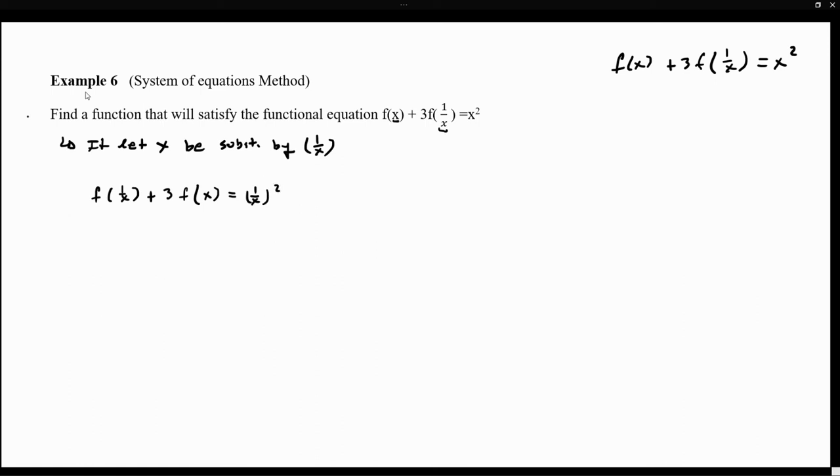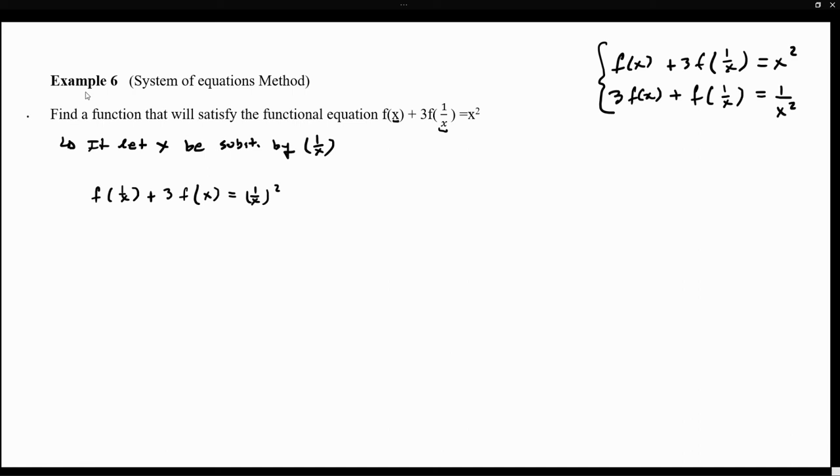Now notice that initially I was given this function. But by substituting this x with the expression 1 over x, I have a new equation. And let me just rewrite some stuff here, so I'm just going to align it. So 3f of x plus f of 1 over x is equivalent to 1 over x squared. Notice that, thanks to this substitution, I have written the same equation using the same functions, f of x and f of 1 over x, on both of them.